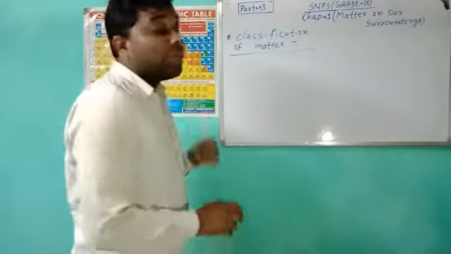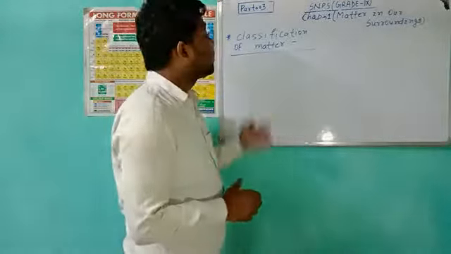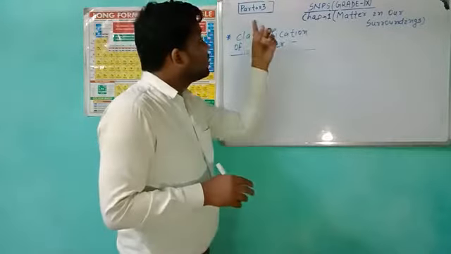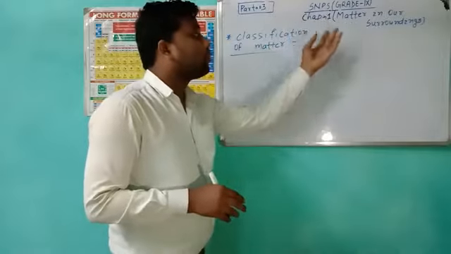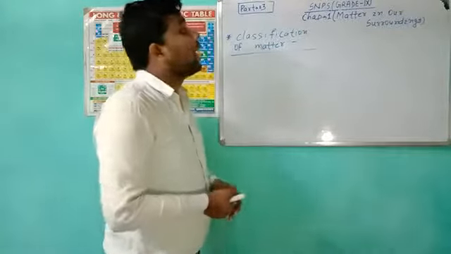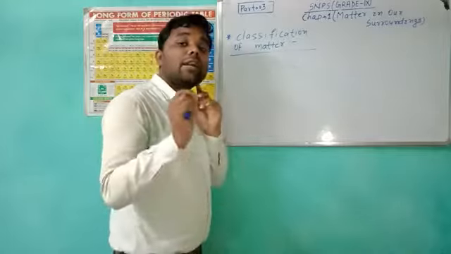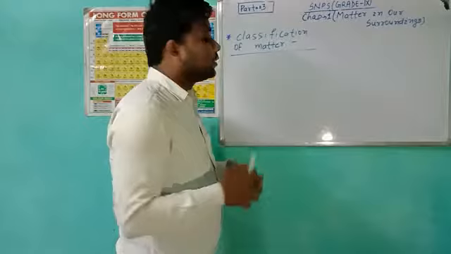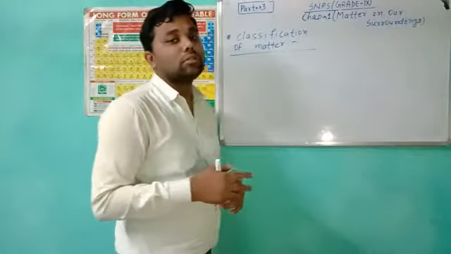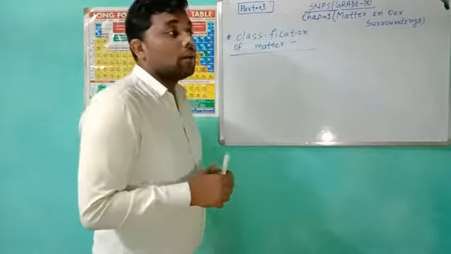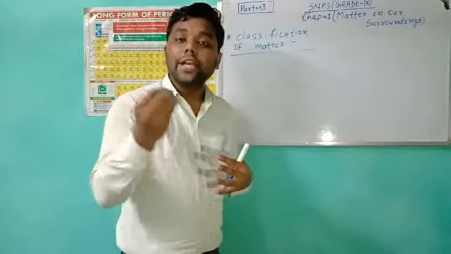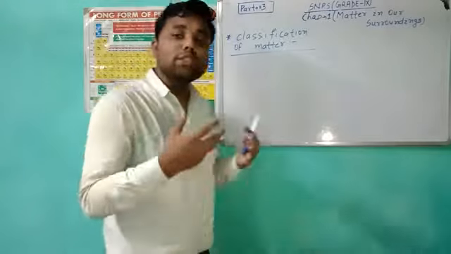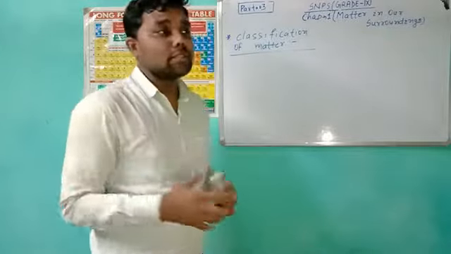Hello students, today we are going to talk about the classification of matter, which is part 3 of chapter number 1, Matter in Our Surroundings, and this is the lecture for grade 9. What is the classification of matter? We classify matter into 3 parts: the first is solid, the second is liquid, and the third is gases. So we will learn what is solid, what is liquid, and what is gas.